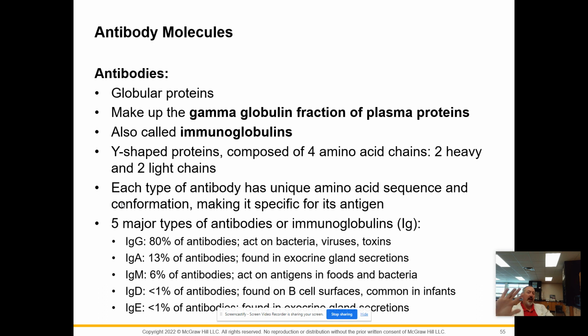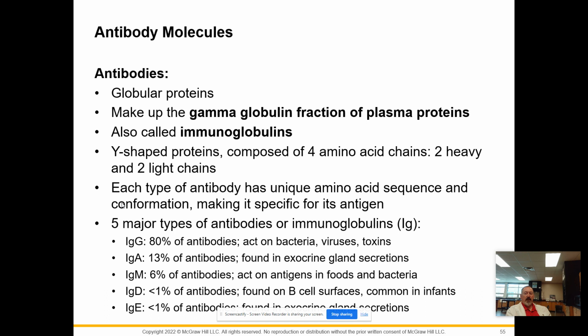And if you think of GAMED, or GAMDE, those are going to be the sequence and the frequency in order. So IgG is the most common of the antibodies. 80% of them are going to be IgG. This is going to be produced, and they're going to act on bacteria, viruses, and toxins.